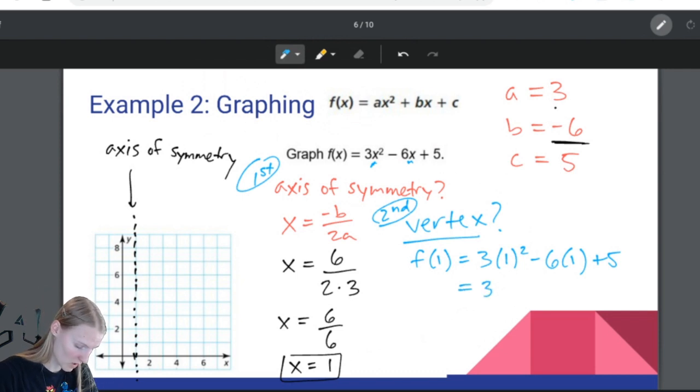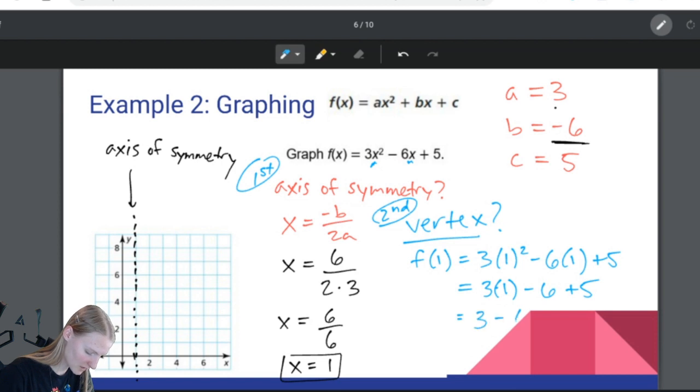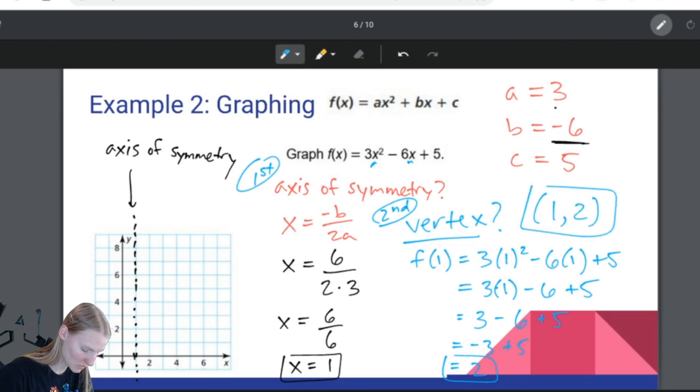1 squared is 1, so this is 3 times 1. Negative 6 times 1, just negative 6, plus 5. 3 times 1 gives me 3 minus 6 plus 5. 3 minus 6 is negative 3, plus 5. Negative 3 plus 5 is 2. So our vertex is (1, 2). That's our vertex. So that's also very important. We're going to put that on our graph. (1, 2), right there. That's our vertex.